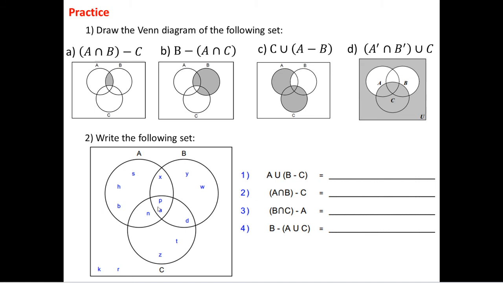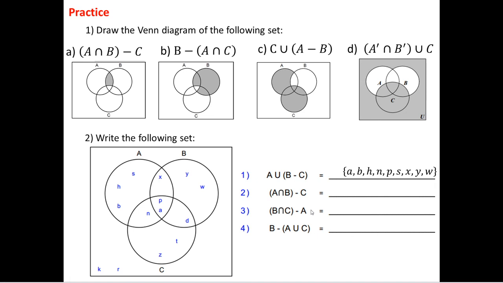So A combined with B minus C. So copy all the A and then add those elements that are part of B minus C. B minus C will be X, Y, W. That is B minus C. X, Y, W or W, X, Y, and then copy everything inside A. So this is our answer for number one. A, B, H, N, P, S, and then X, Y, W.